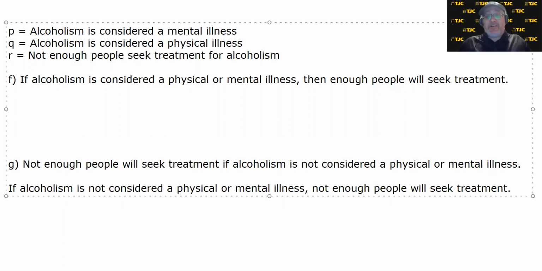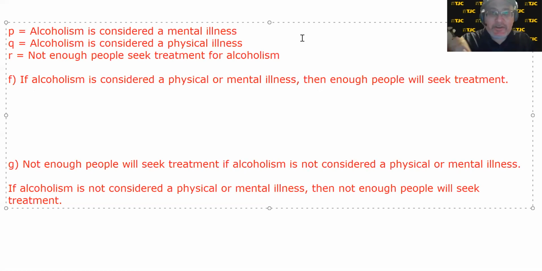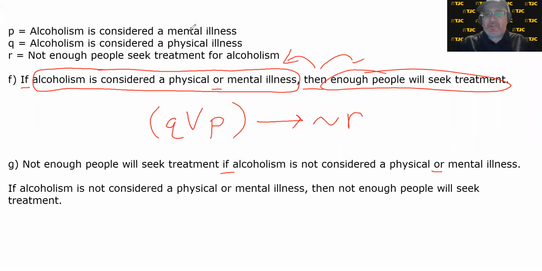If alcoholism is not considered a physical or mental illness, not enough people will seek treatment. For our purposes, it's nice when both the if and the then are there. But there's two things to glean from this example so far. Number one, sometimes the word then is implied but not explicitly stated. And number two, sometimes the antecedent and the consequent are in the reverse order. The important thing is what follows the if and what follows the then, even if the then isn't written there. So we're going to translate the second one, but I really wanted to emphasize that if-then statements come in multiple varieties, as we'll see in future videos. All right, so let's go back to it. There we go. Okay, so let's translate the second one.